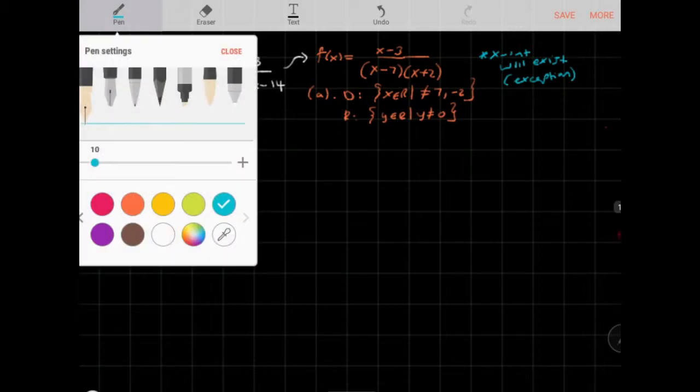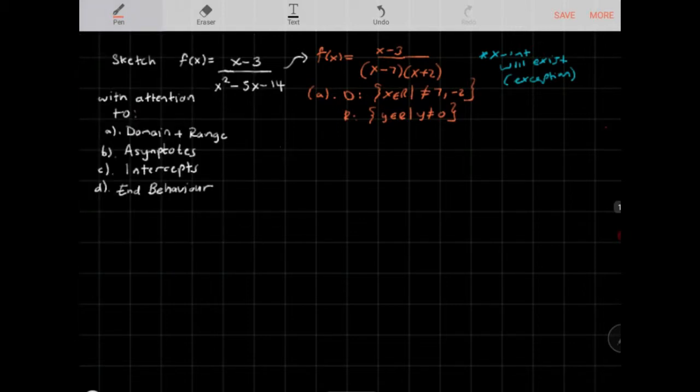So let's take a look at some of the asymptotes here. For part B, the vertical asymptotes are x is equal to 7 and -2. The horizontal asymptote should be y is equal to 0, but for the most part, our x-intercept will exist. Let's take a look at our intercepts.